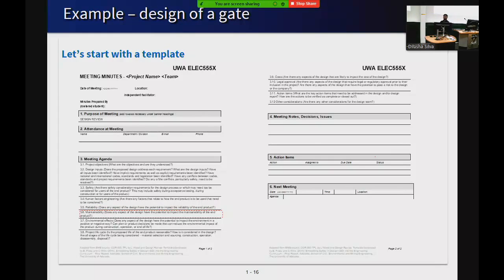Maintainability. How often do I need to service it? What do I need to do to service it?